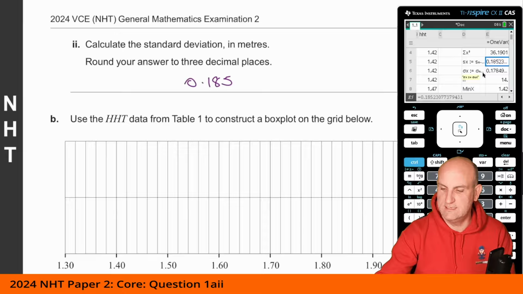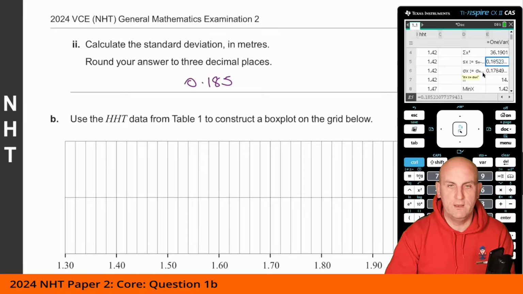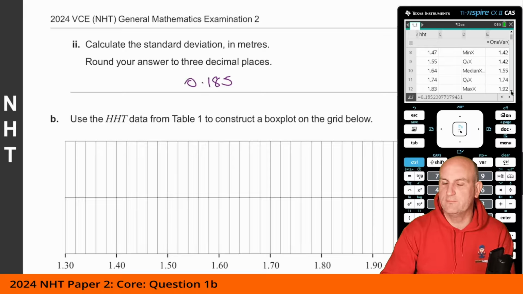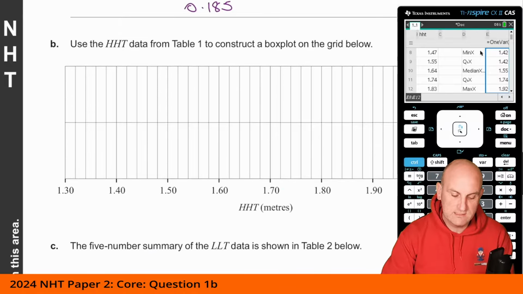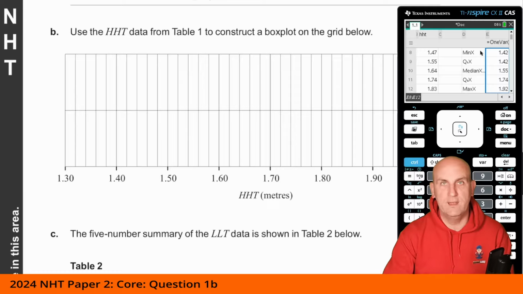Let's turn off my calculator so we can get to the next one. Use the HHT data from table 1 to construct a box plot on the grid below. What do we need to know for a box plot? Well, the great thing about this as well is there is my 5-number summary. I've got min, Q1, median, Q3, and max. Again, I've got to be very careful here to make sure that my scale is correct and that I use a pencil. Please, guys, use a pencil, because if you make a mistake, then ultimately you're going to end up being able to rub it out.